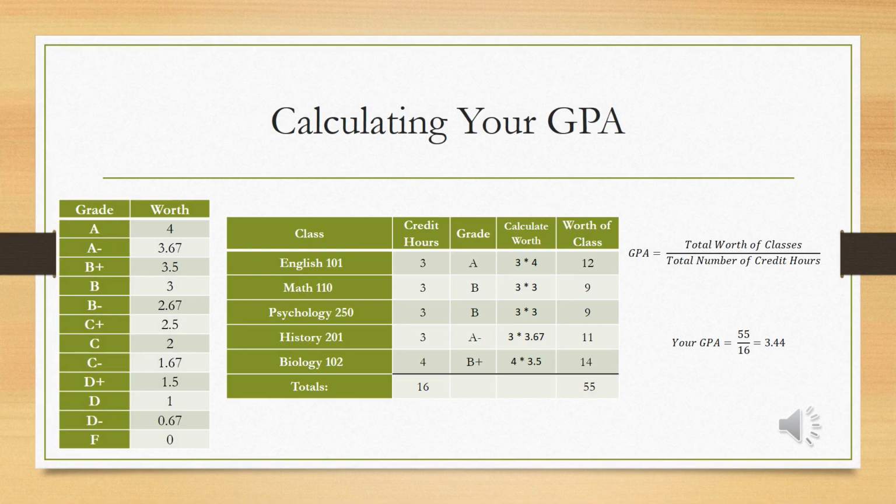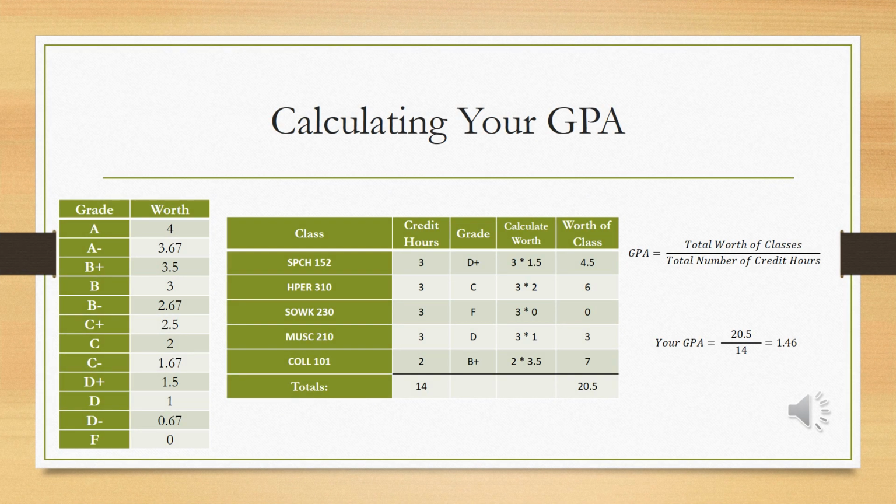Here you see a student's class schedule and the grades received. You multiply how many credit hours a class is by the worth of the class. For example, English 101 is worth 3 credit hours, and the student received an A, which is worth 4 points. 3 times 4 is 12. After doing that for each course, you add up the total worth of the classes, which is 55, and the total number of credit hours, which is 16. Then you take 55 divided by 16 to get a GPA of 3.44.